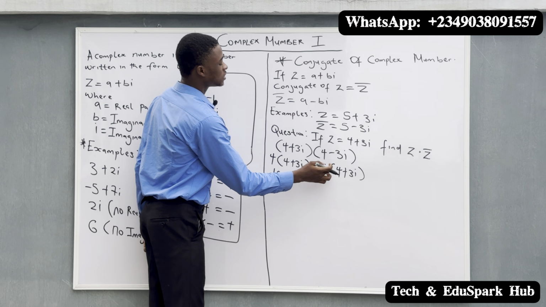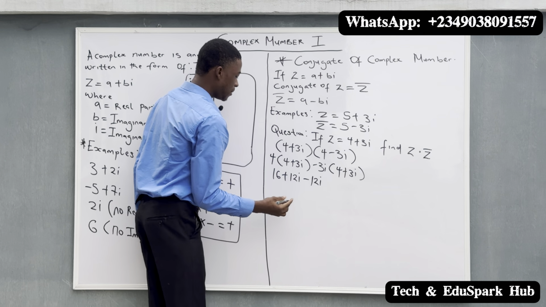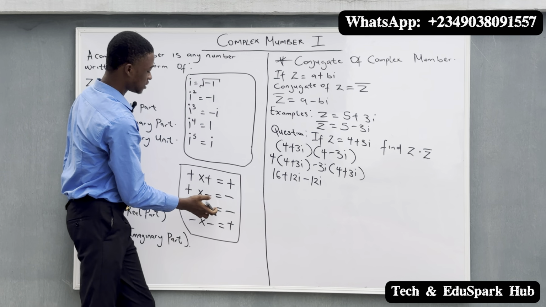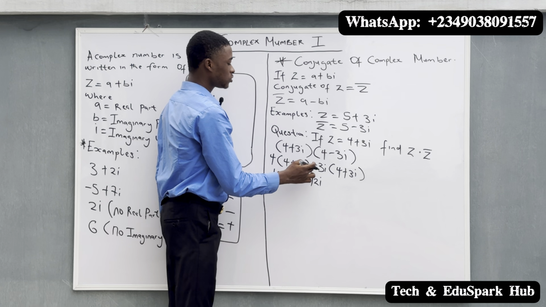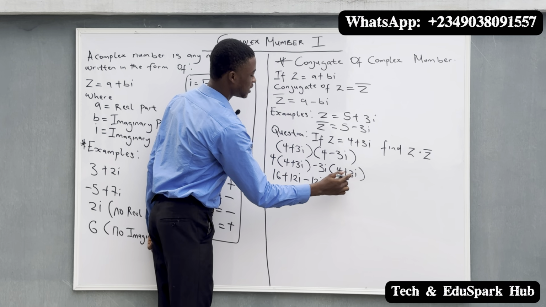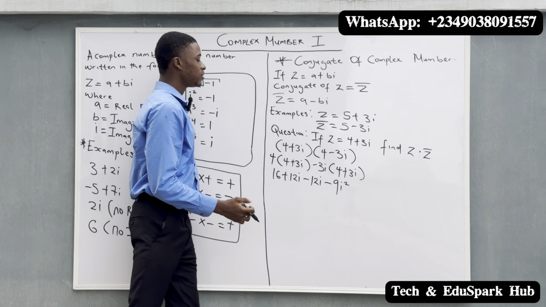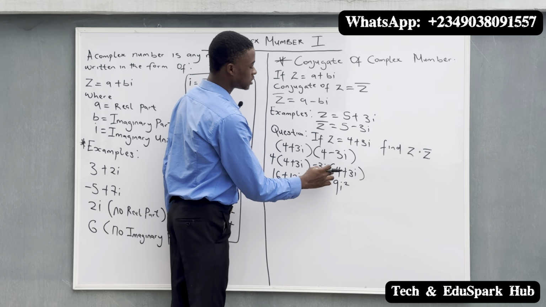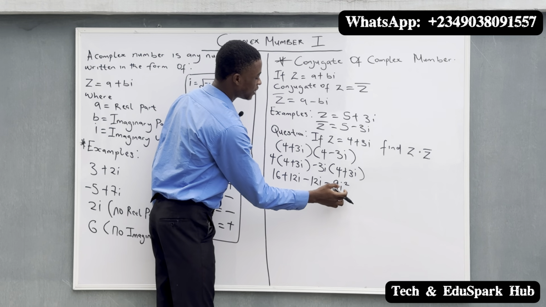So minus 3I multiplied by plus 4 will give us minus 12I, because minus multiplied by plus will give us minus. So we have minus 12I in this case. And also minus 3I multiplied by plus 3I will give us minus 9I squared. Remember we said any sign that is opposite each other multiplying each other will give us minus. And that is why we are having minus 9I squared in this case.